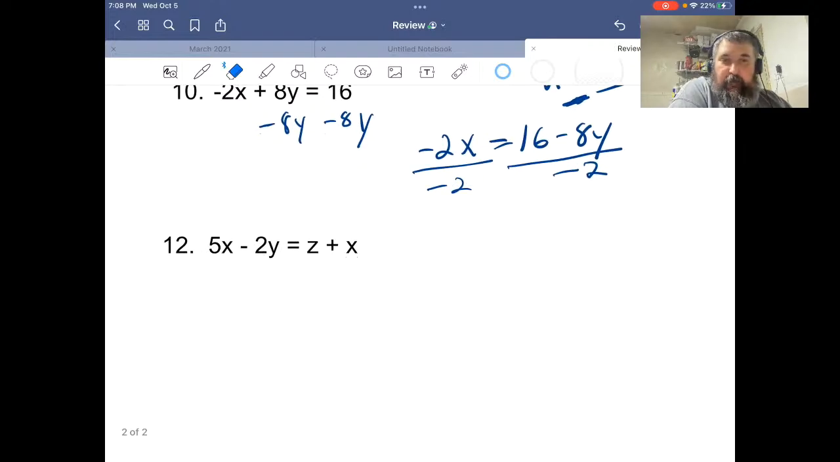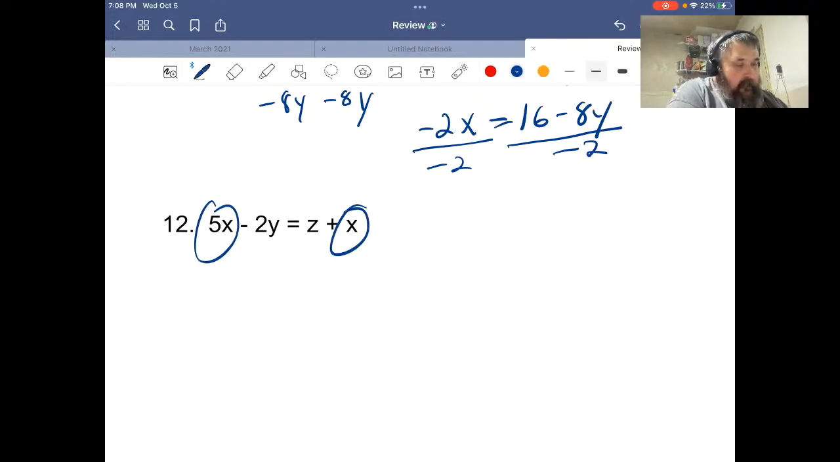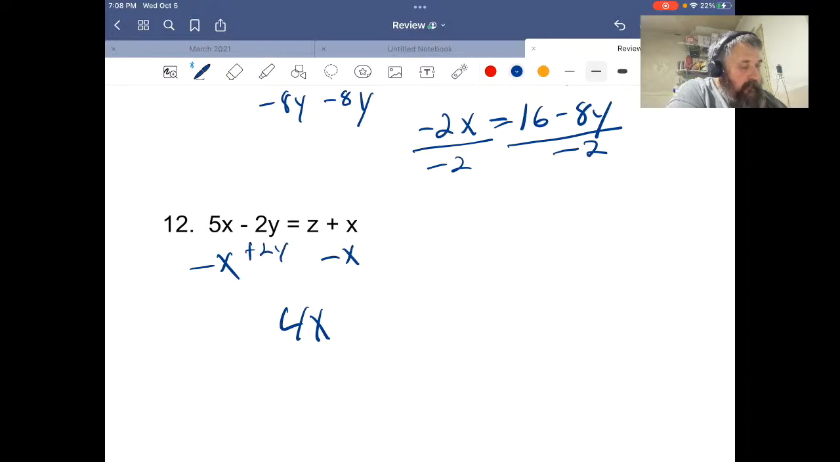Okay, and let's look at this last one. This is going to be a fairly simple one. We have an x on both sides. So what we're going to do is get all the variables that we need on each side. I'm going to subtract x over here, which gives me 4x. Then I'm going to add 2y right here, equals z plus 2y. So I've got to get x by itself.